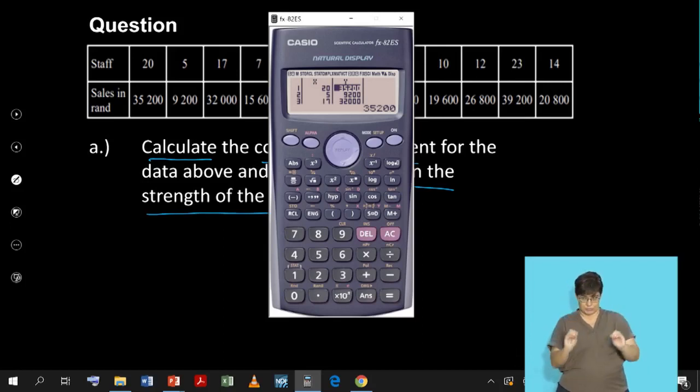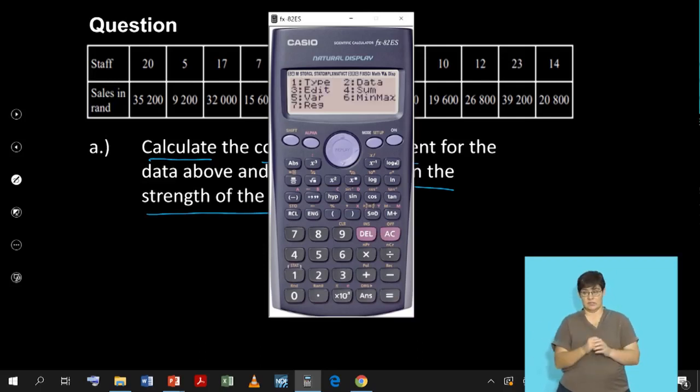We put in our data using the mode, then the table function. After that, we press AC. AC does what? Stores the data. Are we together? Then shift 1. Then we select regression 7. Then we want R, which is 3. Put 3 there. Equal. Then we get our correlation to 3 decimal places.